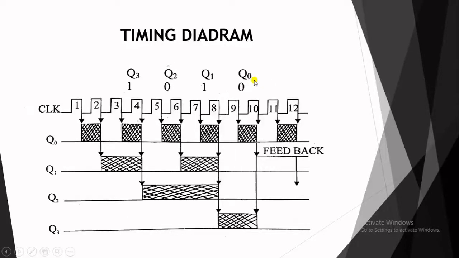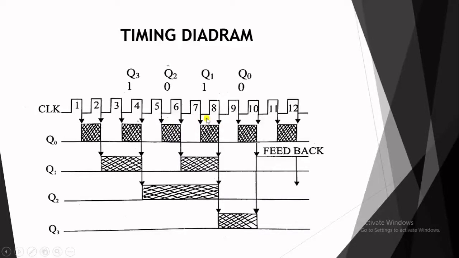So we have to reset the counter at this pulse. The counter works in the normal way, as in the 4-bit binary counter, from pulse 0 or 1 to 9, from 0 0 0 0 to 1 0 0 1.